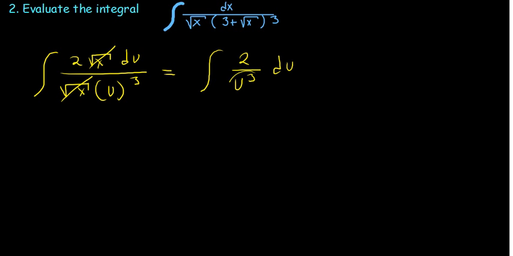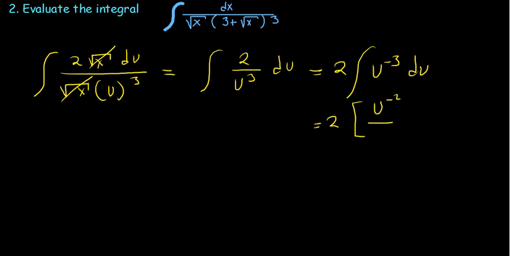I can take this one on top, and since it's integration, I can remove this constant away. I'll put it outside the integral symbol, and then I'll take u on top. It becomes a negative power, and then you have got du. So this is going to give us 2 times the integral of u to the power negative 3, that is simply u to the power negative 3 plus 1, that will be negative 2, divided by negative 2. And then we just add the constant of integration.